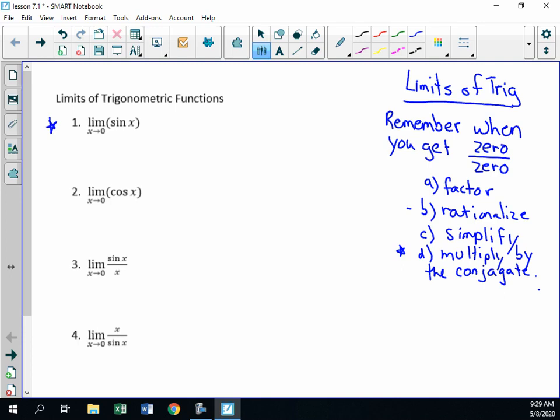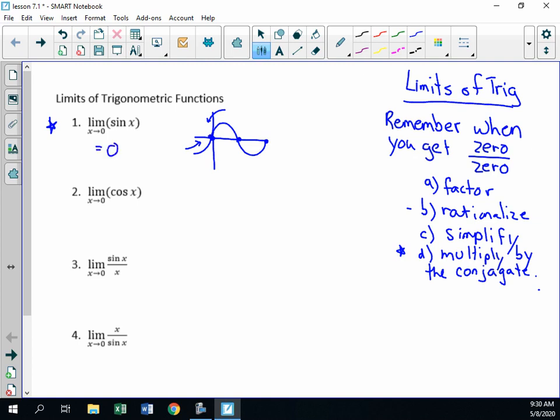So the first one we have here is just sine x. I'm just going to show you graphically. Remember, sine x starts at the origin, and then it has a period of 2 pi, and it looks something like this. When I keep going, the graph looks identical on the other side. But what's important about this one is that from the left and from the right, you are approaching 0. So this limit just equals 0.